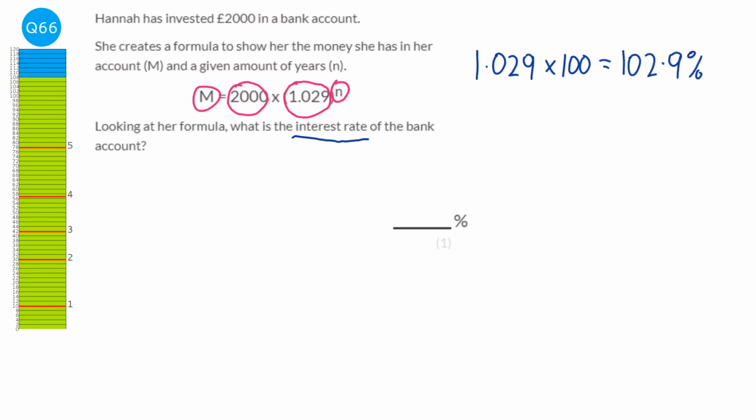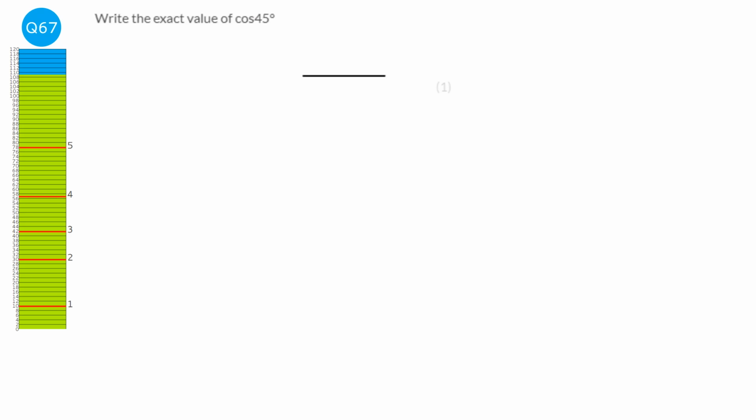Now it says, what is the interest rate of the bank? Well, the interest rate is always going to be 100%. Well, this 102.9% is 100% plus the interest rate, which will equal the 102.9%. So the interest rate is going to be the 2.9%. You always start off with 100%. So if I put £5 into my bank, I've got 100% of that £5, and then the interest rate is on top of that 100%. So our answer here will be 2.9%.